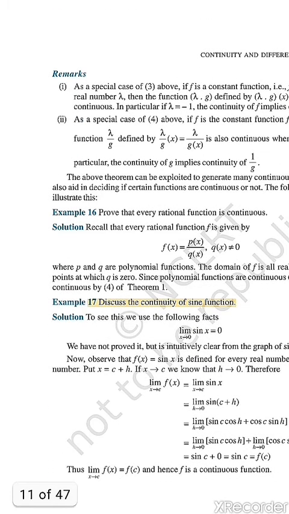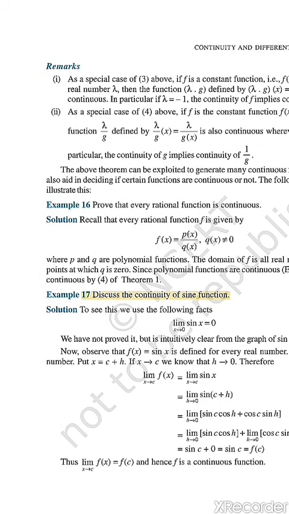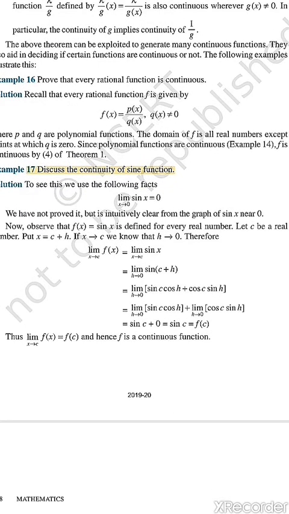Next question is, which type of functions are always continuous? Rational functions are always continuous. Polynomial functions are always continuous. Trigonometric functions are always continuous. See example 7. Now discuss the continuity of the sine function. How is this trigonometric function continuous? Proof is given here.